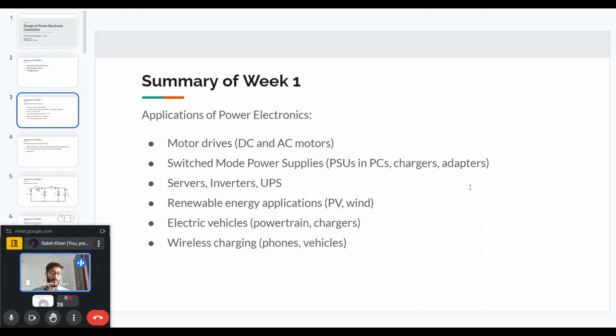Similarly, if you want to charge vehicles, these chargers are slightly different from your mobile phone chargers, because these chargers have very high voltage depending on the battery voltage, and also very high powers. So all these things are done using power electronic converters. And lastly, wireless charging, which is a very emerging field for phones and vehicles, is also done using power electronic converters. So this is the summary of what was mentioned in the lecture. And there are, of course, more applications, but these are some of the major applications of power electronics.